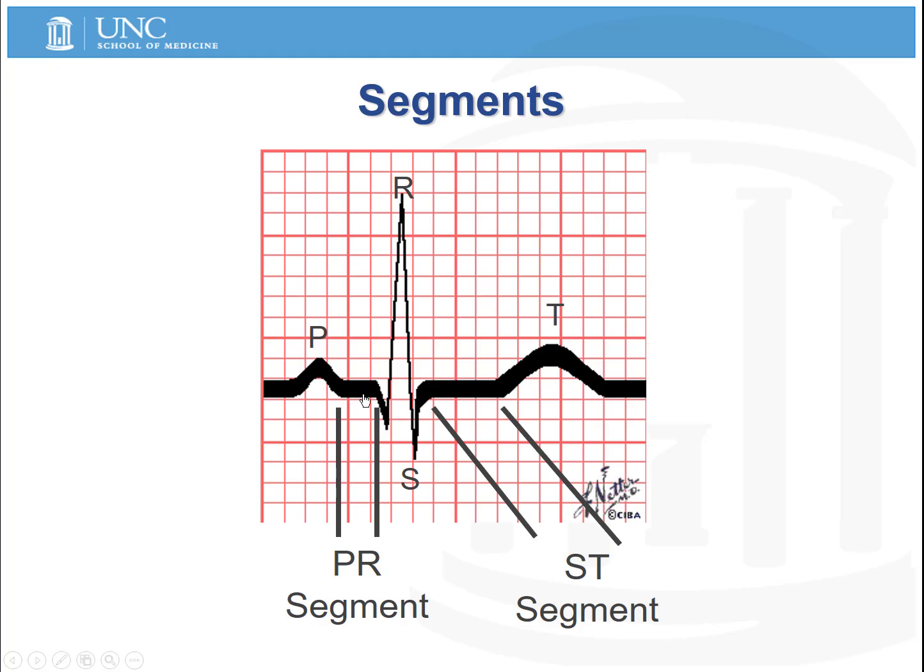Most of the time in this PR segment is the time that the depolarization is making its way through the AV node. So this segment results from the delay of cardiac excitation during that slow propagation through the AV node, and it reflects that time delay between atrial and ventricular activation. The ST segment tells us how long the ventricular myocytes are in that plateau phase. And remember, in the plateau phase, this is the time when the ventricles are in between depolarization and repolarization.